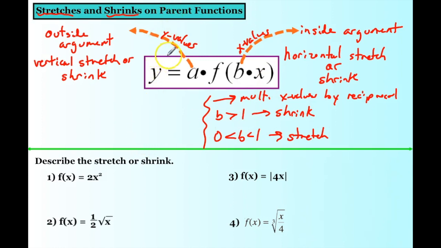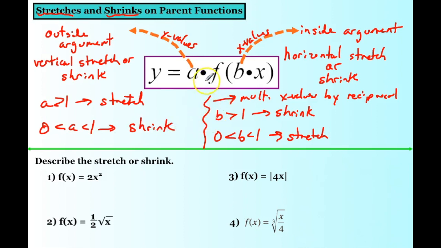Again, similar to translations, if you remember translations, if you added outside, it went up. If you subtracted outside, it went down. Same kind of rule applies to stretches and shrinks when you're outside the argument. If you've got a value bigger than 1, that will cause a stretch. And if you have a value in between 0 and 1, that will cause a shrink.